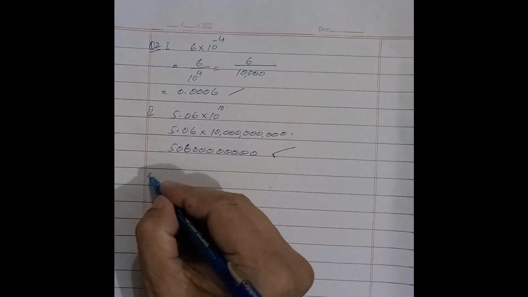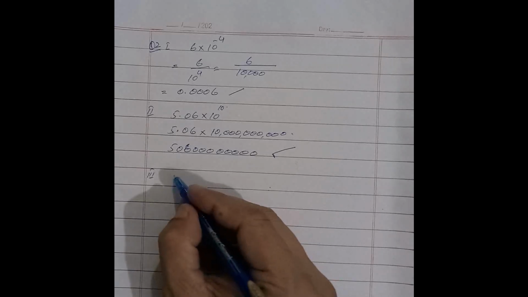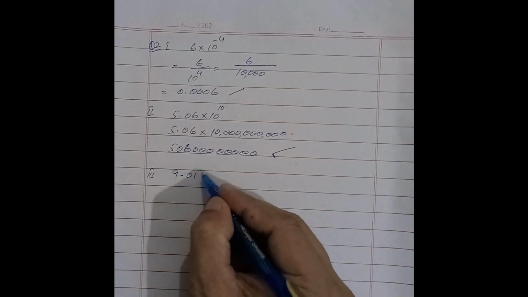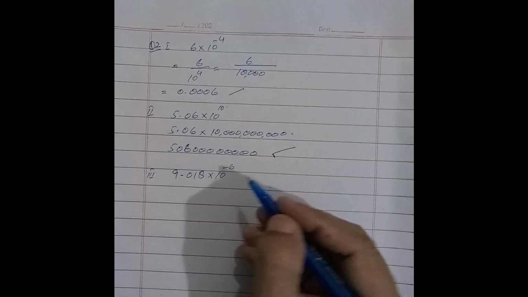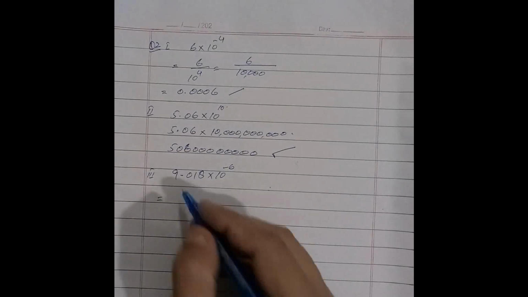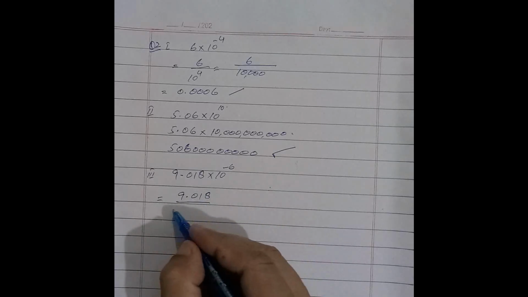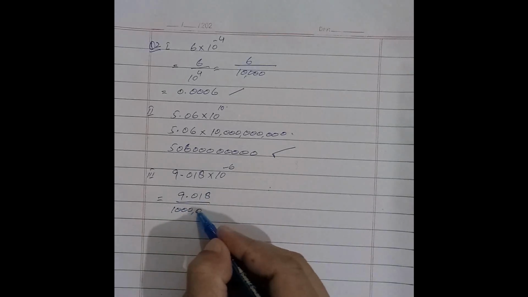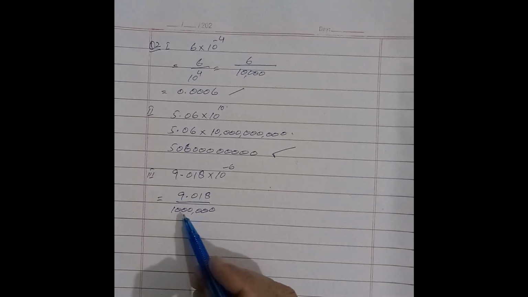And the next, which is the third part, 9.018 into 10's power minus 6. Same, we convert minus 6 into positive power. We get 9.018 divided by 10's power 6. Now you can say a million.